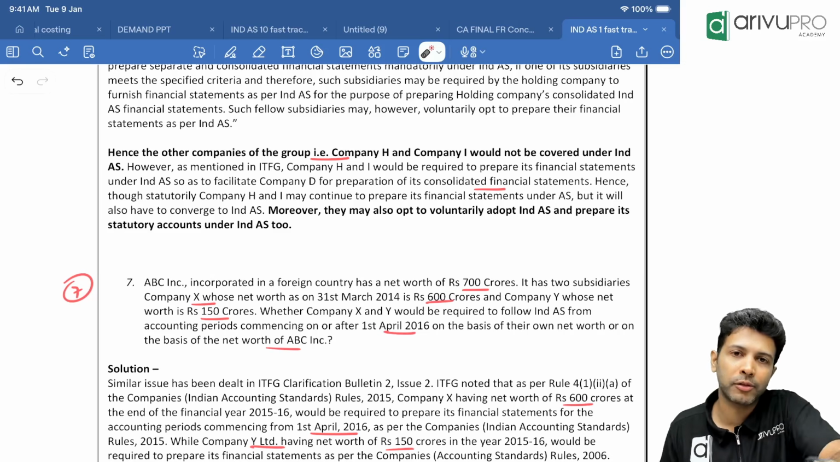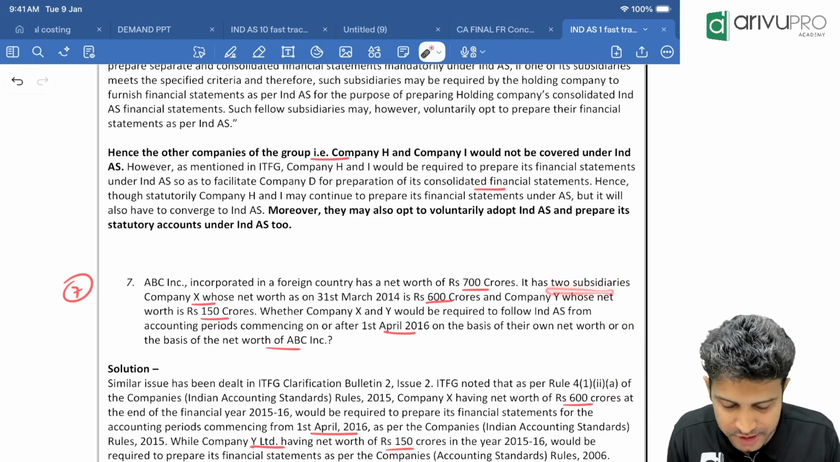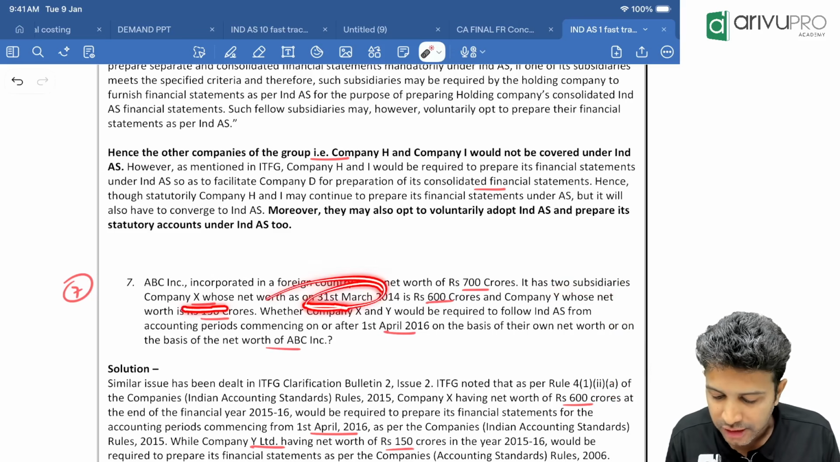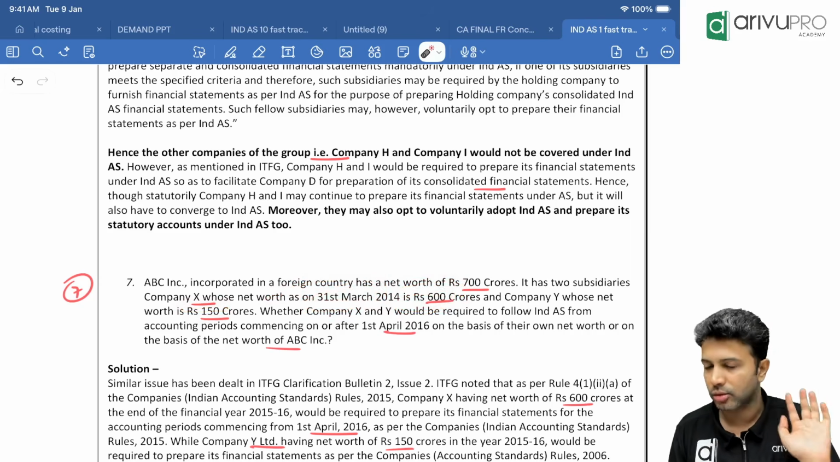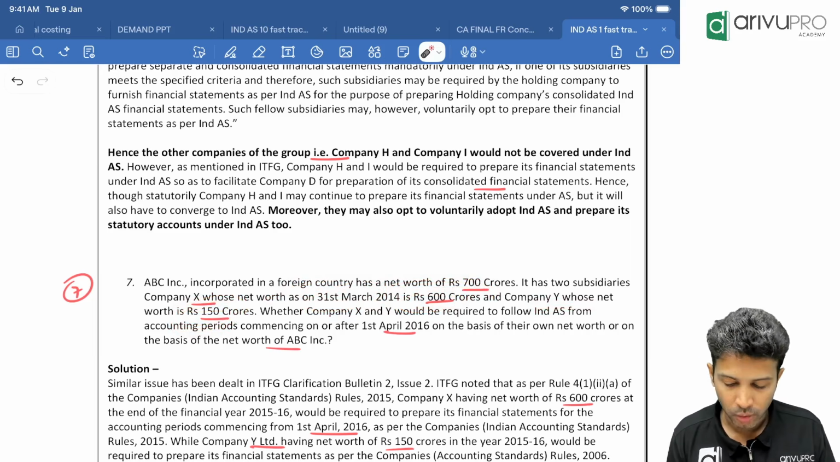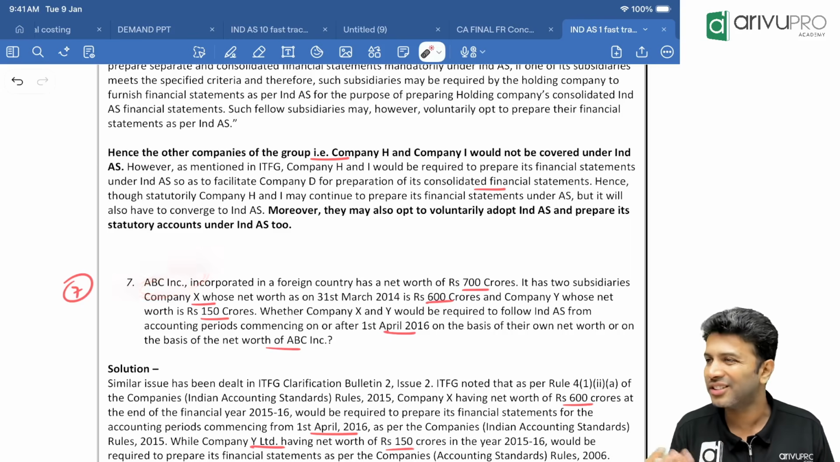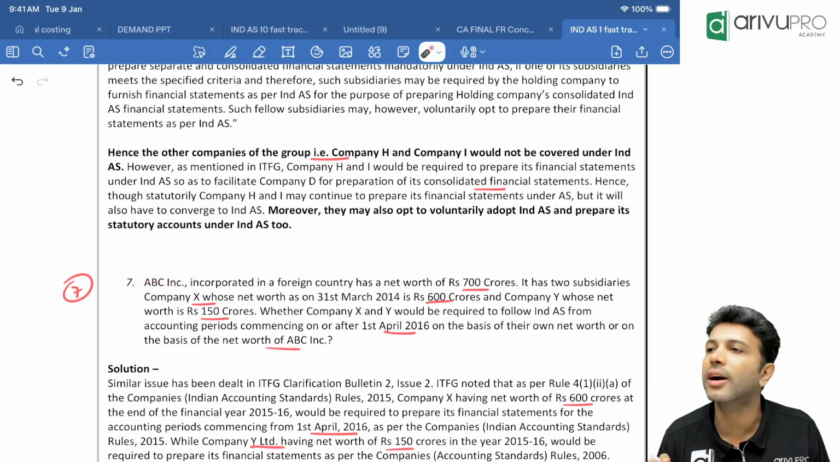Ind AS is only applicable for an Indian registered company. Point number 1: ABC has 2 subsidiaries, X, whose net worth as on 31st March 2014 is 600 crores, and Y, whose net worth is 150 crores. Whether X and Y would be required to follow Ind AS? They're not asking about ABC. ABC, since it's a foreign company, will not apply Ind AS.